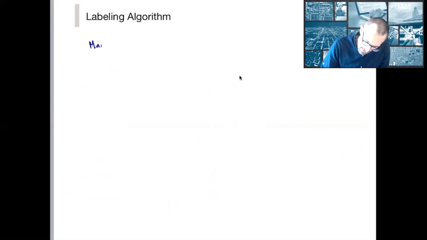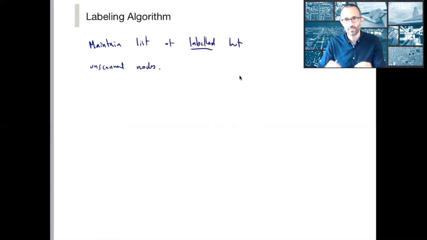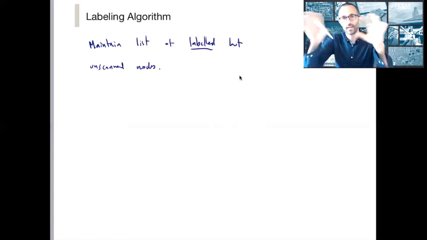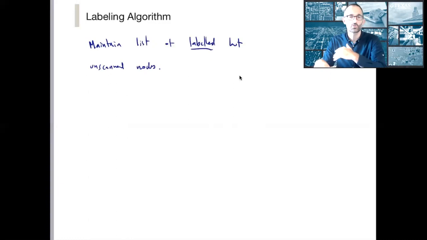We maintain a list of labeled but unscanned nodes. So in other words, once I scan S, I label its neighbors, I'm not going to scan S again. I already did that. Nothing is going to change. So this is straightforward.